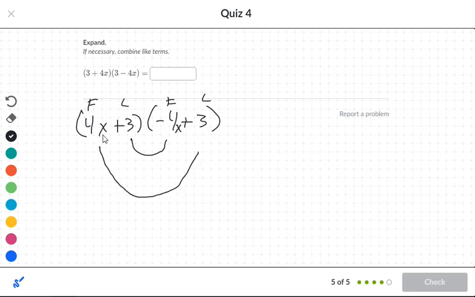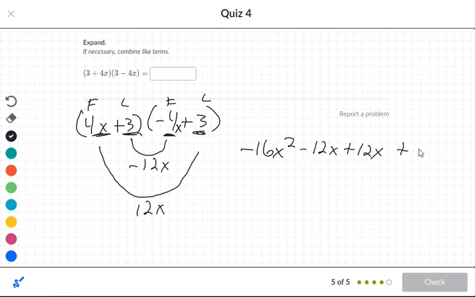Okay, so start off with the first terms here. A positive 4 times a negative 4, that's going to be a negative 16. And I see that I have two x's, so we say x to the second. As for my middle term here, this is a negative 12x. My outer term is a positive 12x. So I got a negative 12x and a positive 12x. My last terms are 3 times 3, and 3 times 3 is 9. So I got negative 16x to the second.